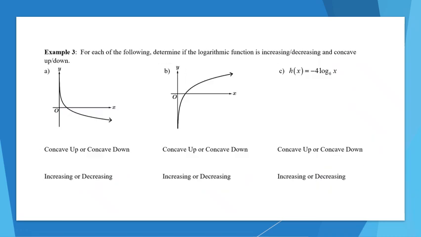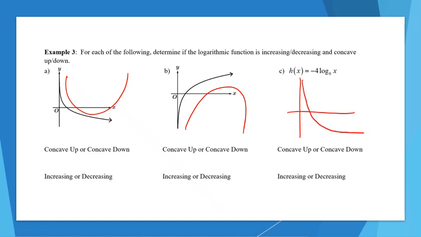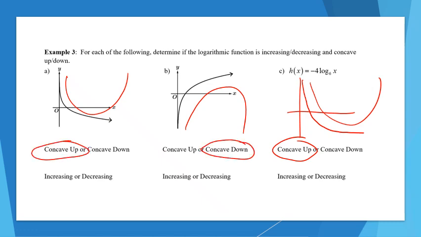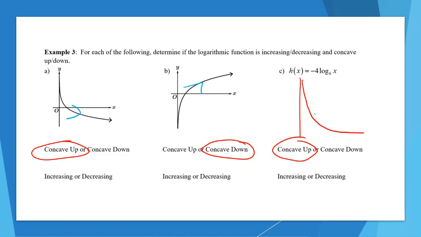Example number 3, for each of the following, determine if it's increasing or decreasing, and concave down or concave up. So this is obviously concave up, concave down. This general shape is going to be negative, so it's going to be like this, which is concave up. So we can circle those 3 there. Now, ignoring concavity here, this function is decreasing. It's going down. This one's increasing. It's going up. This one's decreasing. It's going down. So we can circle the correct answers there as well.